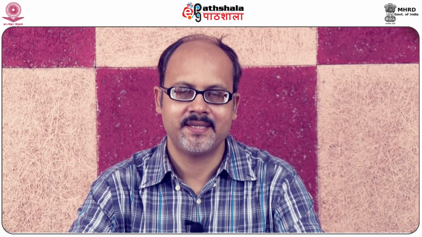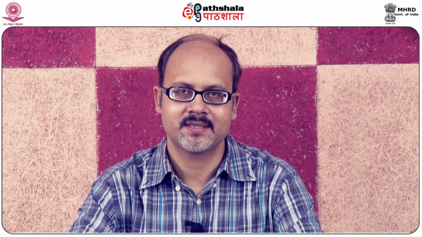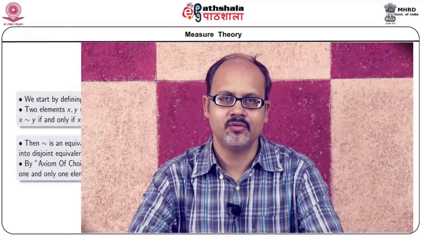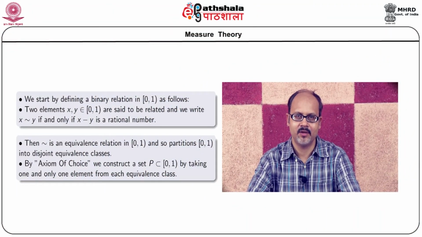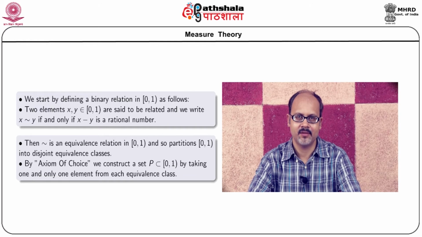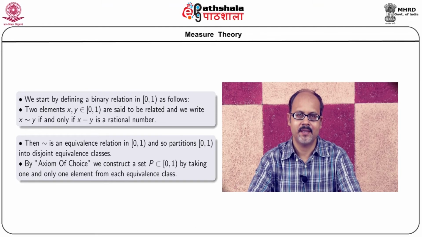We start by defining a binary relation on the set [0, 1) in this way. For two numbers x and y belonging to [0, 1), we say that x is related to y if and only if the difference x minus y is a rational number. Now, observe that for any number x, obviously x minus x is equal to 0, which is a rational number. So, this relation is reflexive.